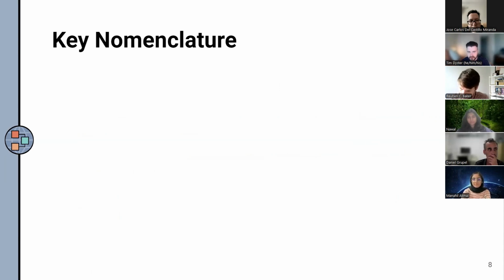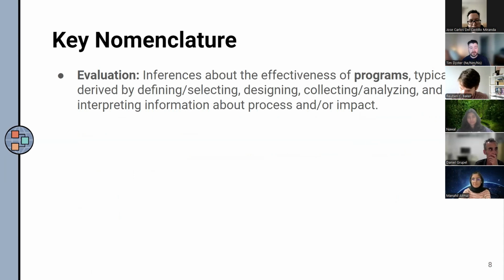As I said, we want to be able to talk about this with people who are expert in it. So let's go through a little bit of nomenclature. Typically when we talk about evaluation, what we're speaking about is programs. If you search the literature for evaluation, what you'll end up with is things that look at curricula, educational interventions, behavioral interventions. An evaluation is the inferences about the effectiveness of a program that we typically derive by defining, selecting, designing, collecting, analyzing, and interpreting information about process and/or impact of a program.